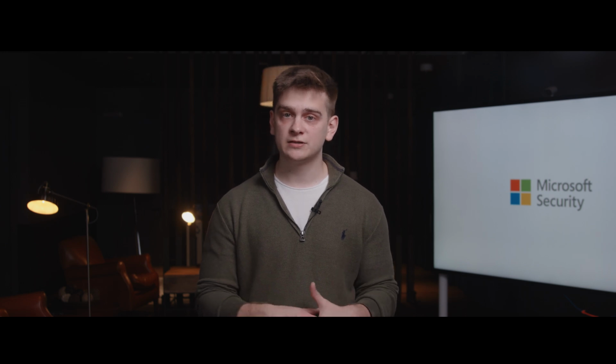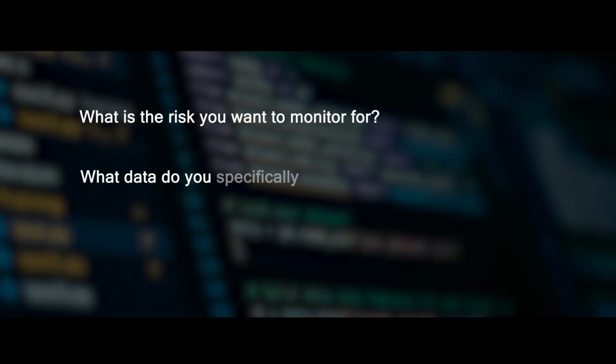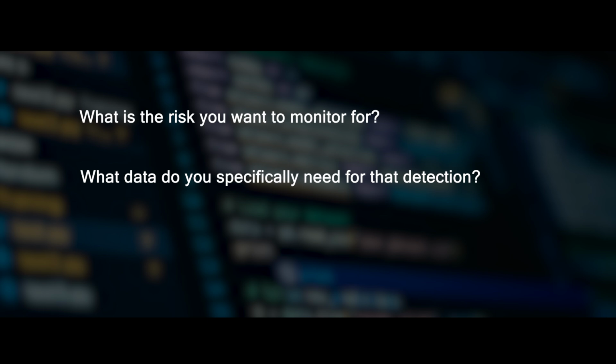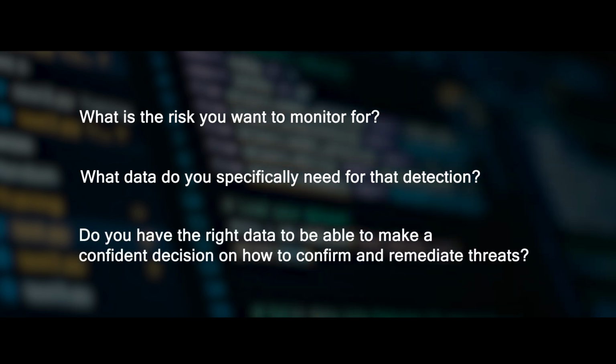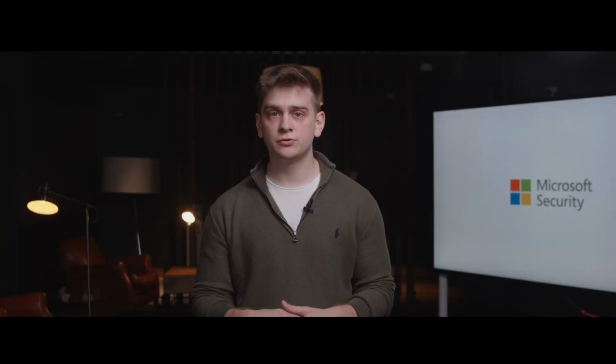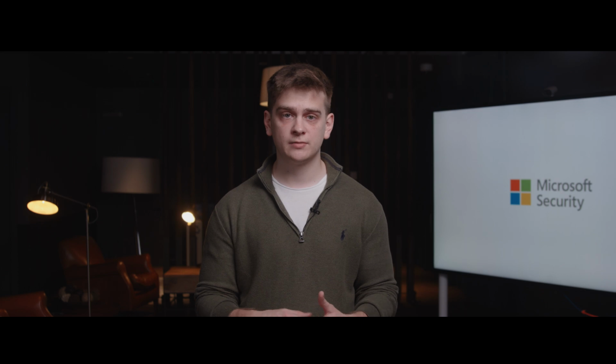We want to avoid ingesting everything and anything, so when it comes to deciding what data to ingest, we recommend a risk-based approach. Ask yourself 3 questions. What is the risk you want to monitor for? What data do you specifically need for that detection? And once you have detected it, do you have the right data to be able to make a confident decision on how to confirm and remediate the threat? And I'll talk to you about different data ingestion options, log optimization, and commitment tiers.